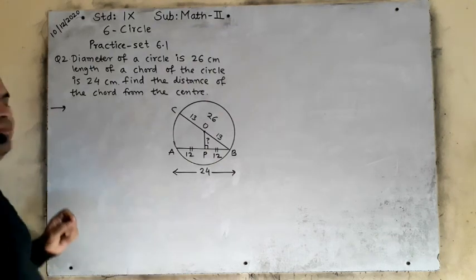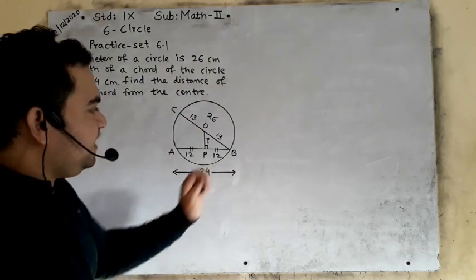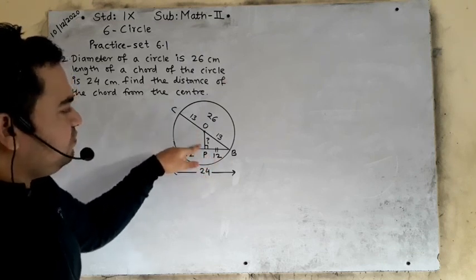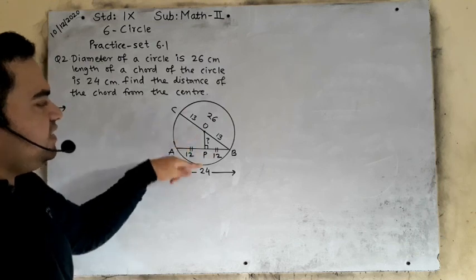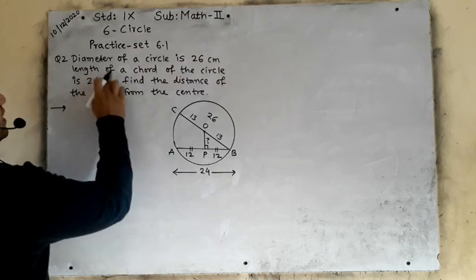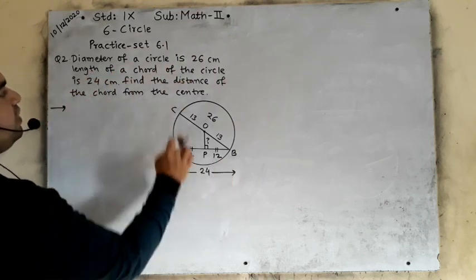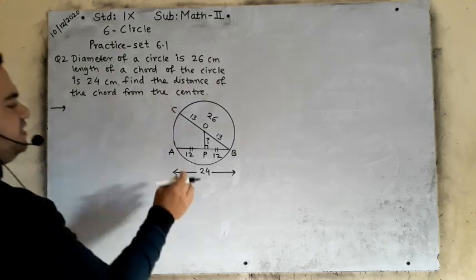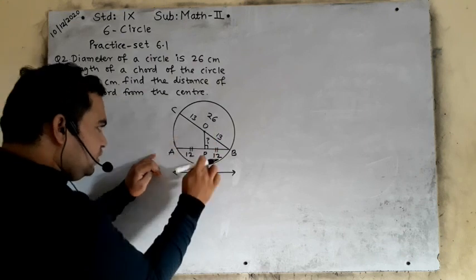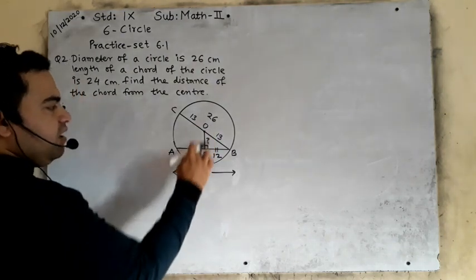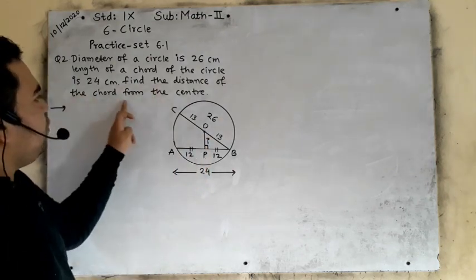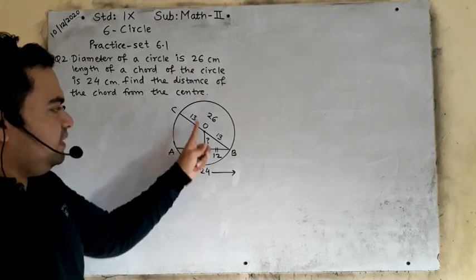Can we find out OP? Yes, by the Pythagoras theorem. Can you see it is a right angle triangle? Hypotenuse is 13 and base PB is 12. We have to find the distance between the center and the chord, that is OP. See here: diameter of a circle is 26 centimeters, length of a chord of the circle is 24. Find the distance of the chord from the center. This is the chord, this is the center. How much is the distance between these two? It means the perpendicular. We have to find OP. Is it clear? Find the distance of the chord from the center. It means we have to find the perpendicular.